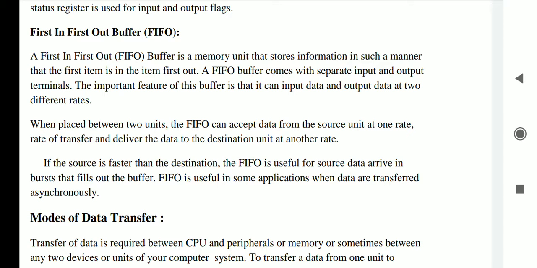When placed between two units, the first in first out buffer can accept data from the source unit at one rate of transfer and deliver the data to the destination unit at another rate. If the source is faster than the destination, the first in first out buffer is useful because source data arrive in bursts and fill the buffer. First in first out is useful in applications where data are transferred asynchronously.